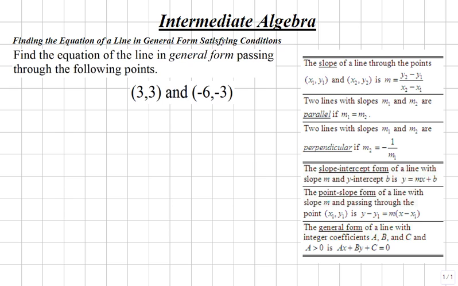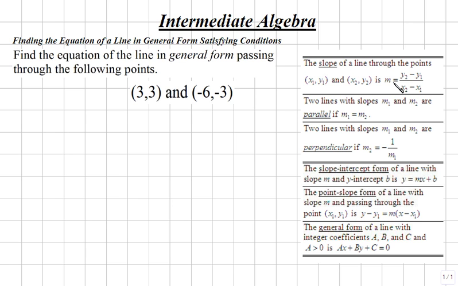Let's find the equation of the line in general form, passing through the points (3, 3) and (-6, -3). To find the equation of the line in general form that passes through these points, we'll refer to the formulas on the right. We'll first find the slope of the line through these 2 points using the formula m equals y2 minus y1 over x2 minus x1.